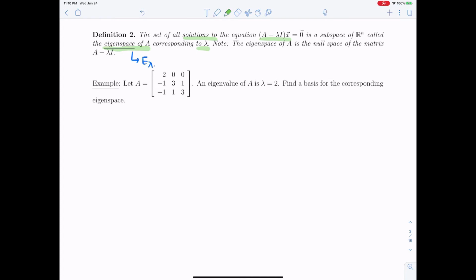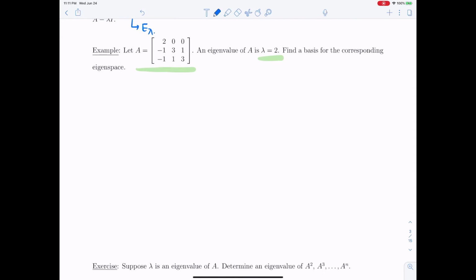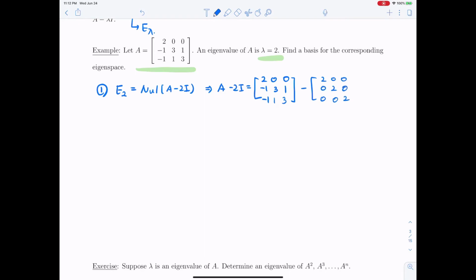Okay, so suppose that A is given by this 3x3 matrix, and suppose also that an eigenvalue of A is 2, and let us explore how to find the basis for the corresponding eigenspace. So first of all, by definition, the eigenspace corresponding to lambda equals 2, E sub 2, is the same as the null space of A minus 2I. So we have to calculate A minus 2I, which is given by 2, 0, 0, -1, 3, 1, -1, 1, 3, minus 2, 0, 0, 0, 2, 0, 0, 0, 2. And this equals 0, 0, 0, -1, 1, 1, and -1, 1, and 1.